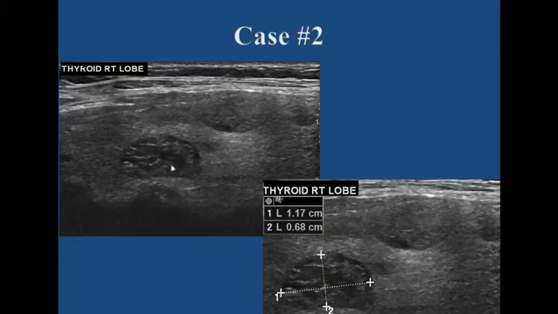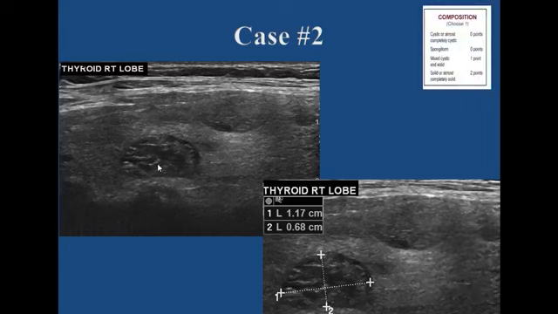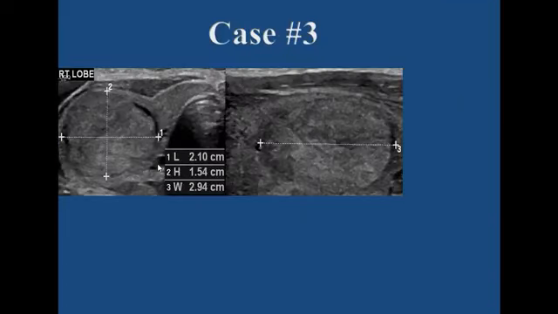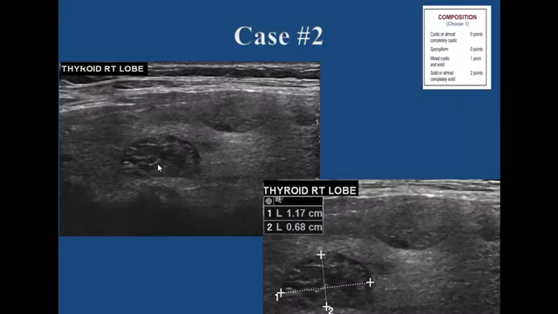So here the question will be, is it solid or spongiform? And if we concentrate, we can see that the cystic space is more than the solid component. So we have a spongiform nodule. We are going to give it 0 points, and it will correspond to TI-RADS 1.